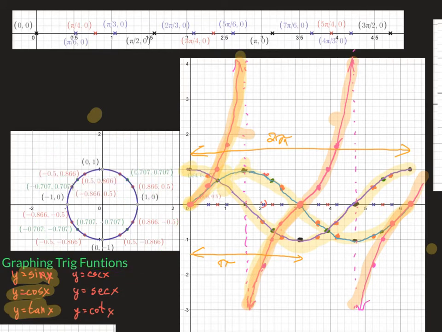All right, now we're going to talk about the reciprocal functions. So we have the primary trigonometric functions we talked about, and now we're going to talk about the secondary trig functions.